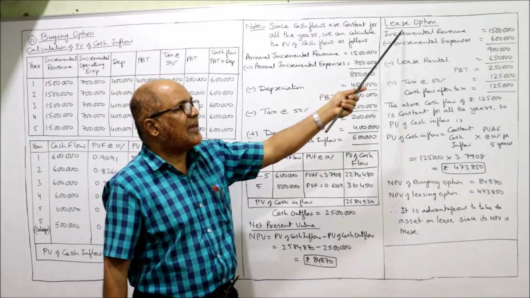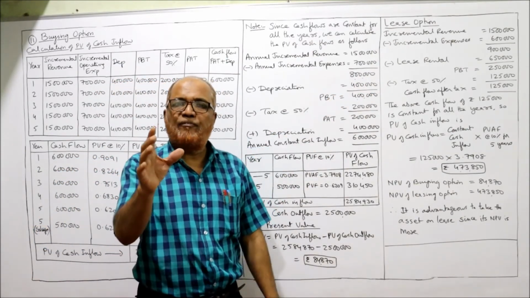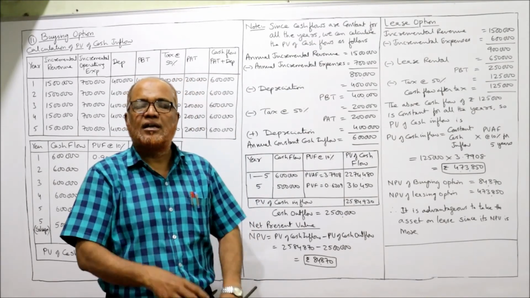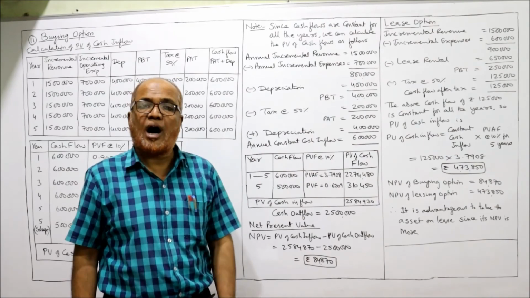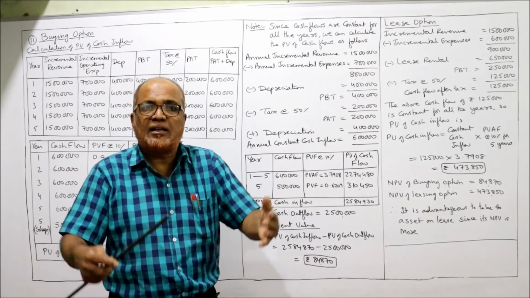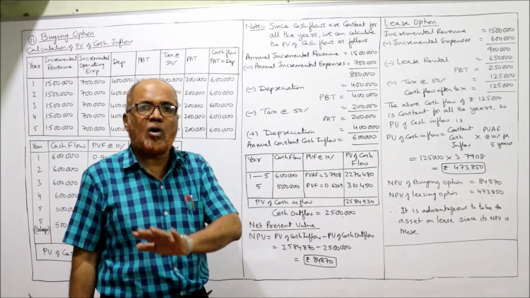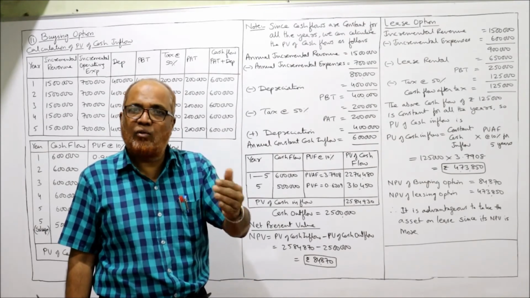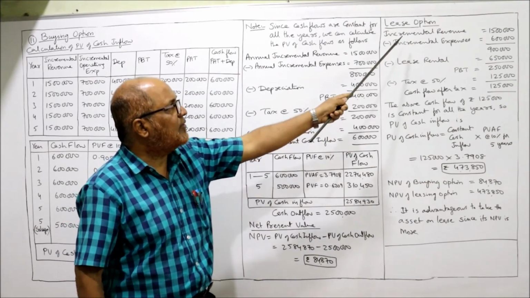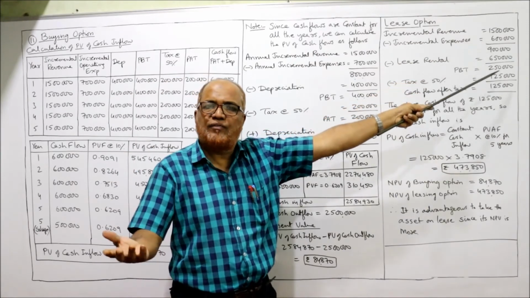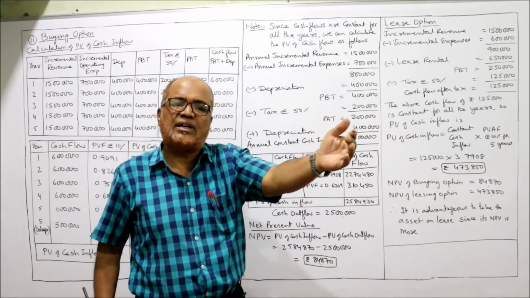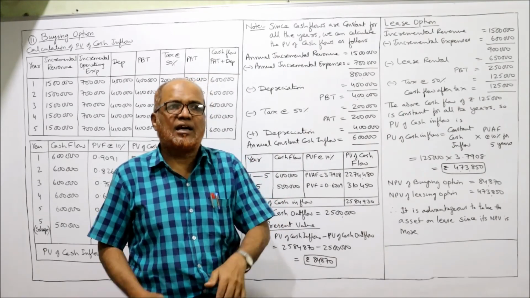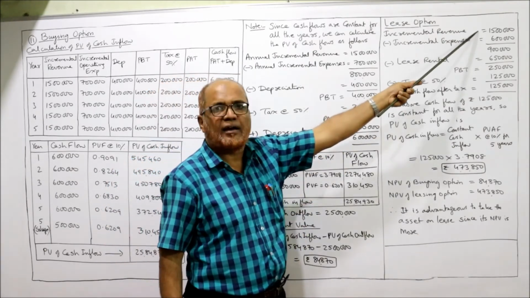Now we evaluate the leasing option. If we take the asset on lease, there is no cash outflow. We don't have to spend the money in the beginning. No cost at all. So only revenue we will get. So how much annual revenue? Incremental revenue 15 lakh for both the cases. Whether we buy the asset or take the asset on lease, the incremental revenue is 15 lakh.